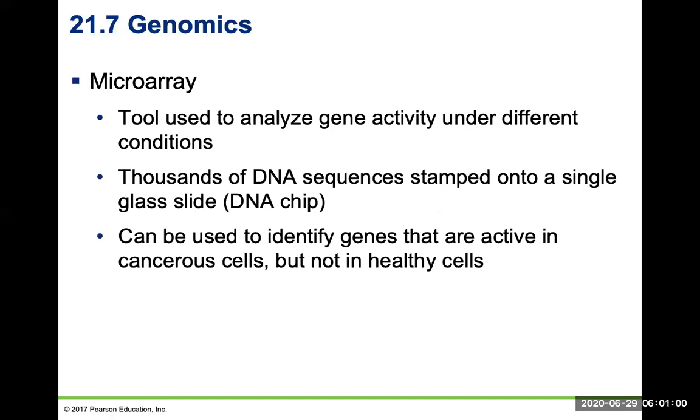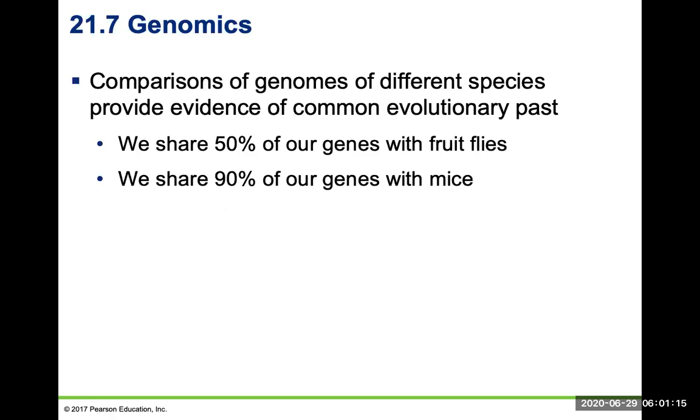A microarray is a tool used to analyze gene activity under different conditions, where thousands of DNA sequences are stamped into a single glass slide. This can be used to identify genes that are active in cancerous cells, but not in healthy cells. You can compare genomes of different species, and that could provide a common evolutionary past. We share 50% of our genes with fruit flies, 90% of our genes with mice. When you think about it, though, that's not a lot yet, because just with each other, we share 99.9%, and we're still incredibly different.